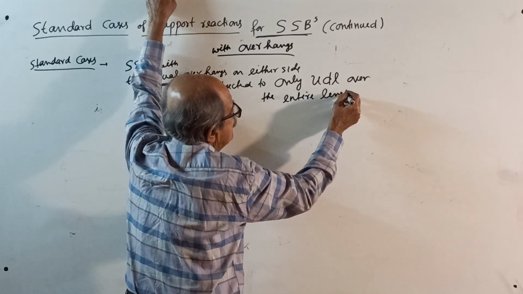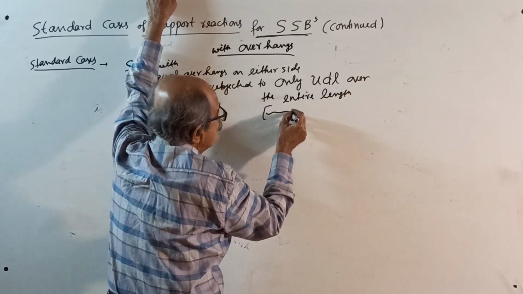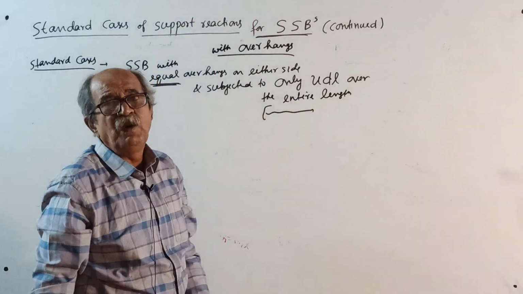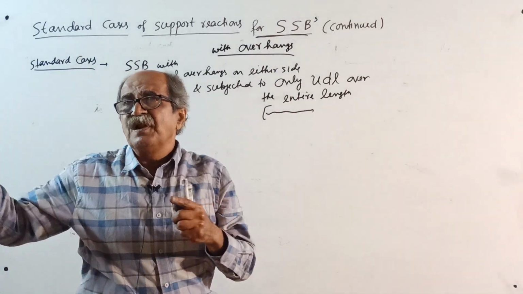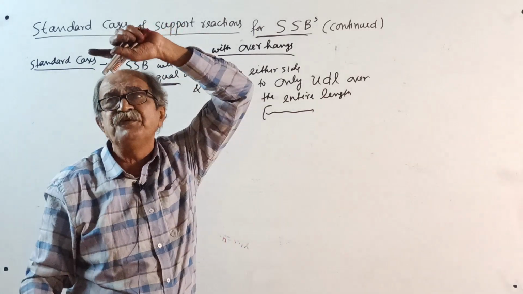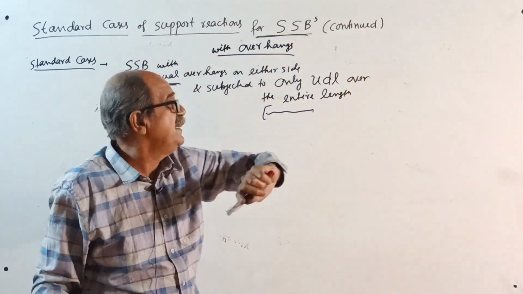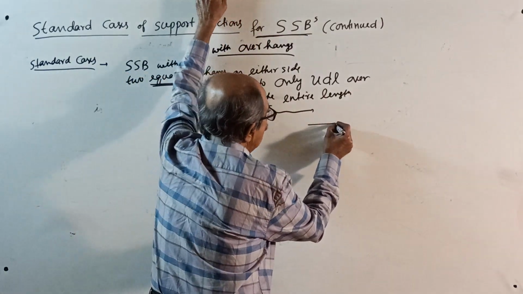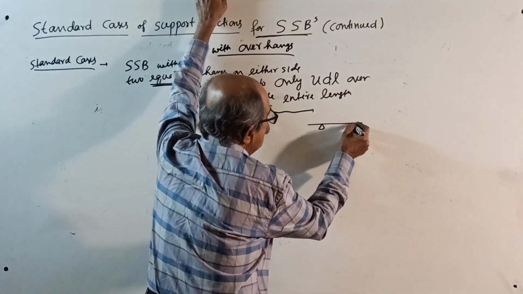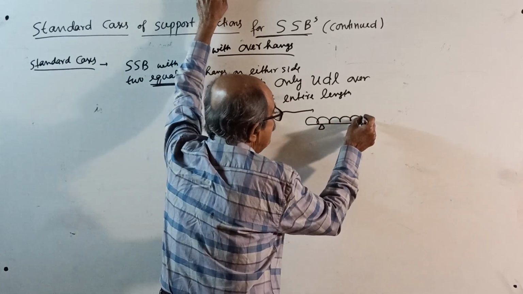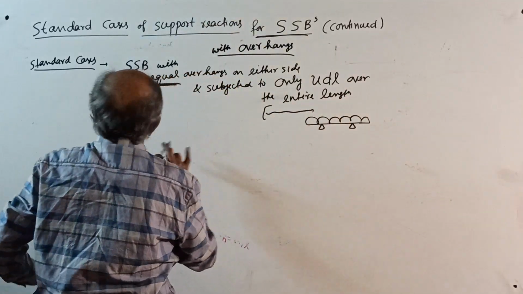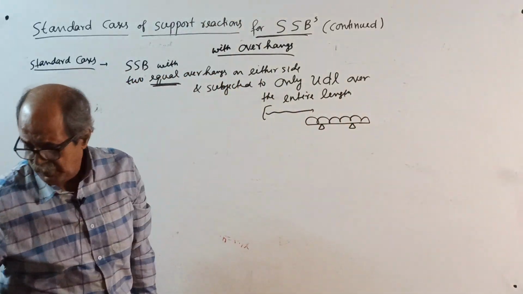Entire length. That means the UDL should cover not only the beam between the supports, but from the extreme left free end up to the extreme right free end. Both overhangs are equal and there is full UDL. This is the standard case.